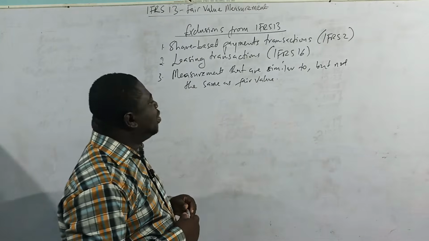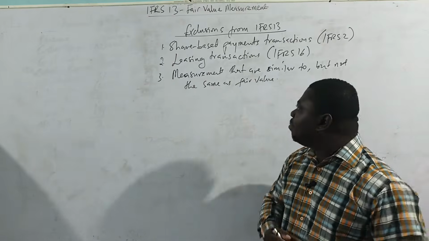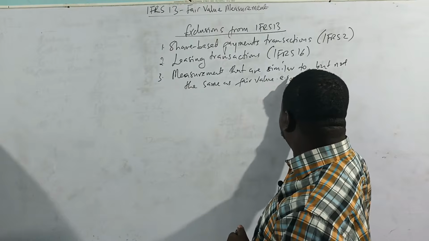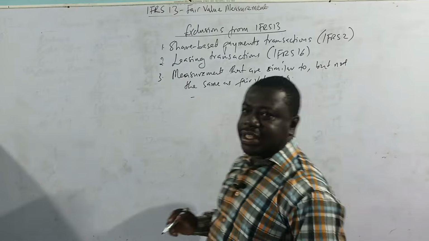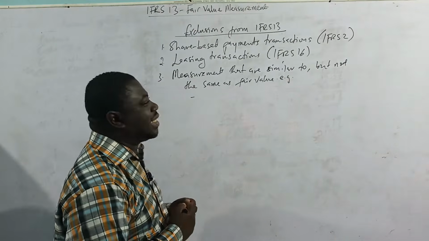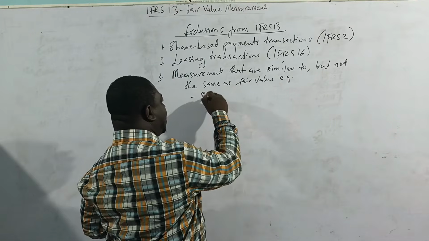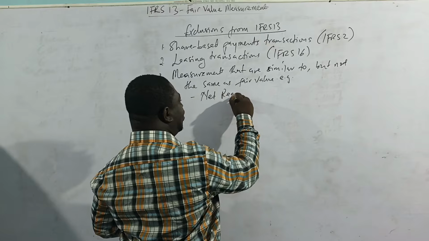Now, what do we mean by measurements that are similar but not the same as fair value? I'm going to give you an example. The standard provides examples of that. So the first example of a measurement that is similar but not the same as fair value is net realizable value of inventory.